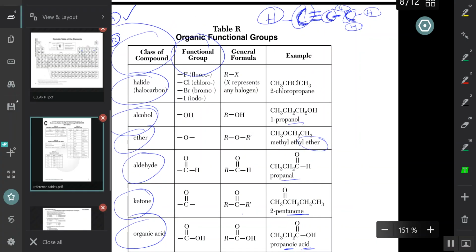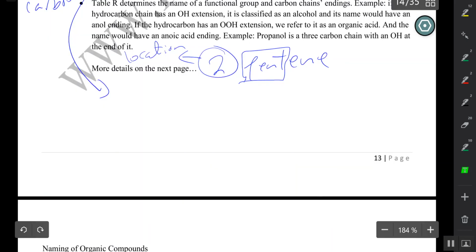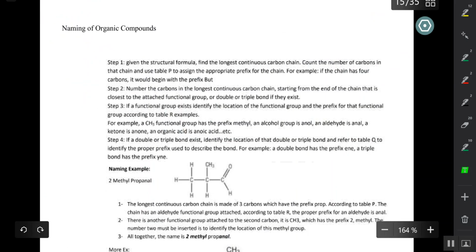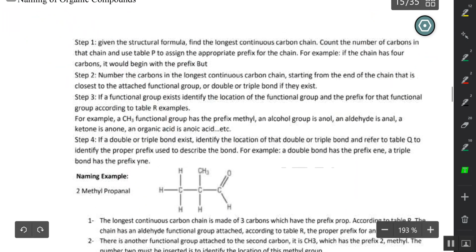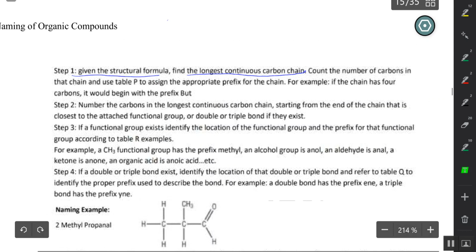Now, let's go back to our readings. Here we go. When you're given a structural formula, find the longest continuous chain of carbons. And let's just be clear about what that means. The chain of carbons doesn't have to be just straight to be continuous. This chain is made of 5 carbons. It's straight this way, but I can make that same exact continuous chain this way. 1, 2, 3, 4, 5. It's still a continuous chain.